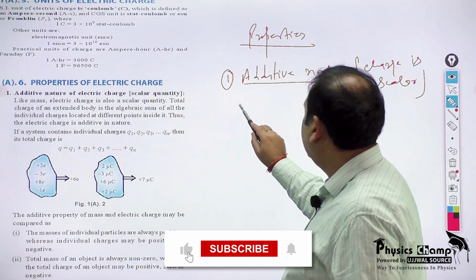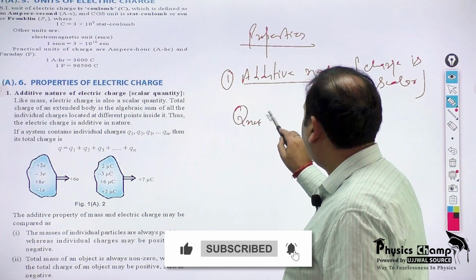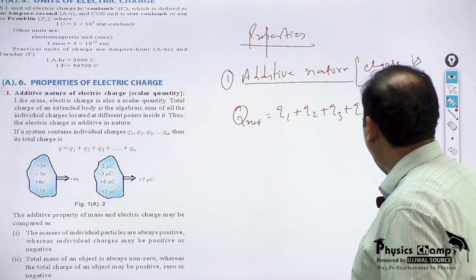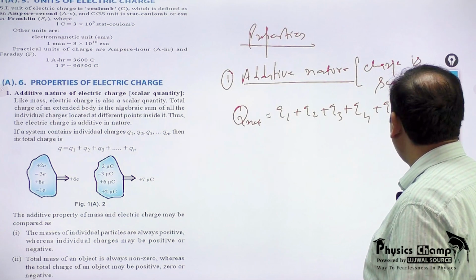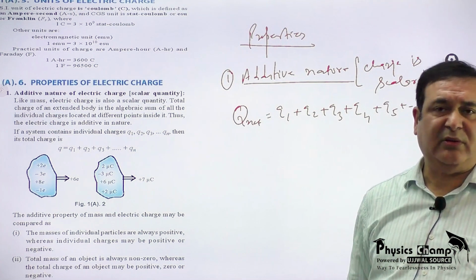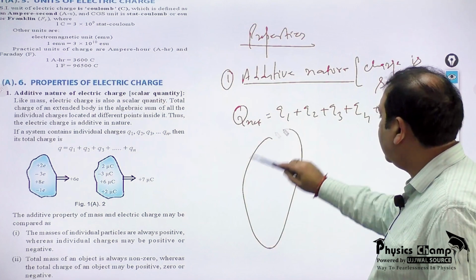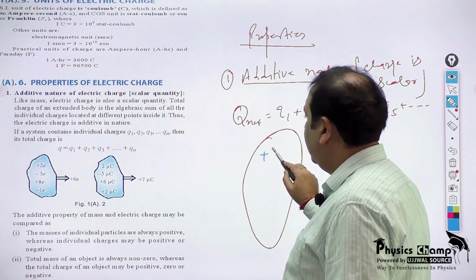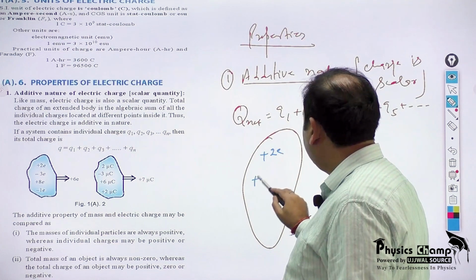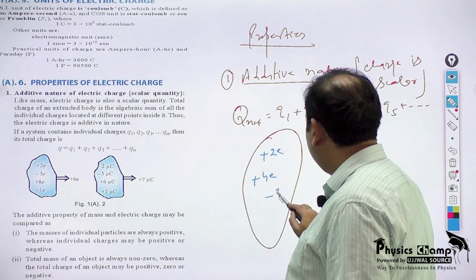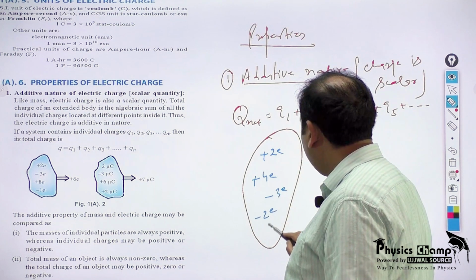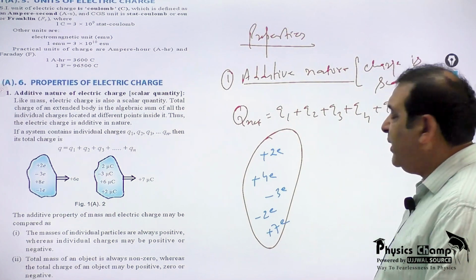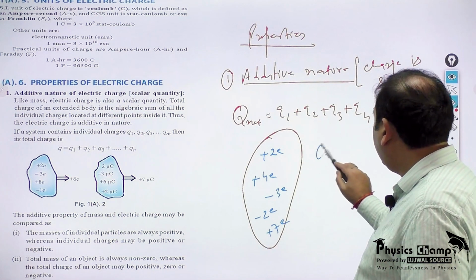Say you have a body that contains some charges Q1, Q2, Q3, an insulator has so many charges on it. So the net charge will be the algebraic sum of all the charges. Now let's try to understand it further. You have a body that has a charge, say plus 2e, plus 4e, minus 3e, minus 2e, plus 7e, like that. The body has so many charges, some of them positive, some of them negative, and you're looking for the net charge.